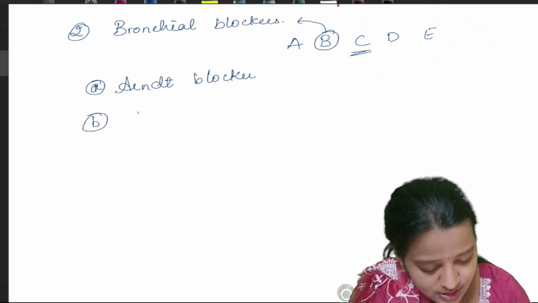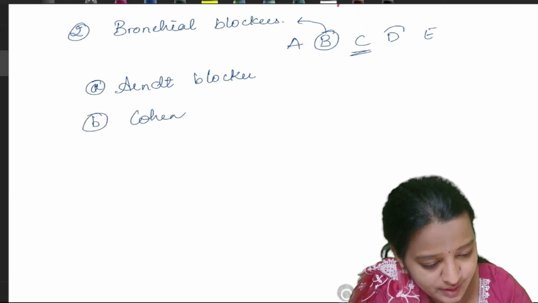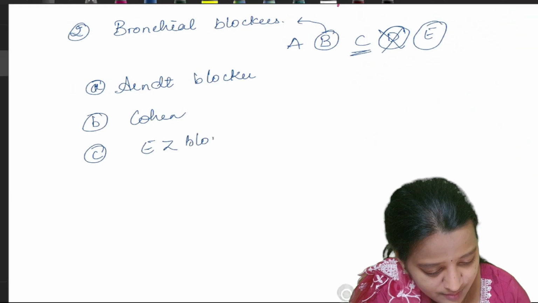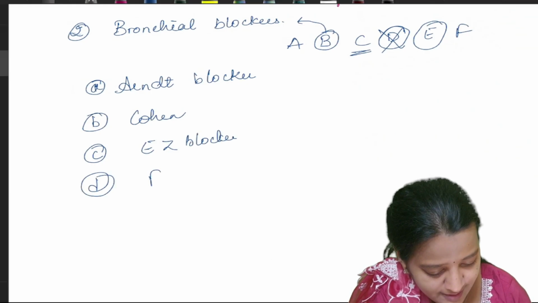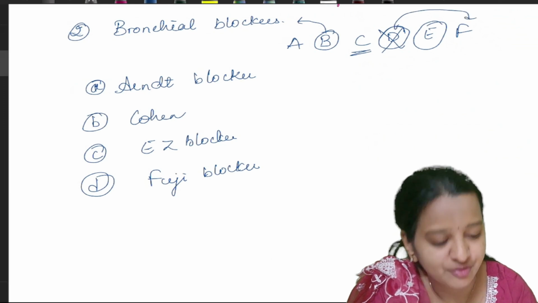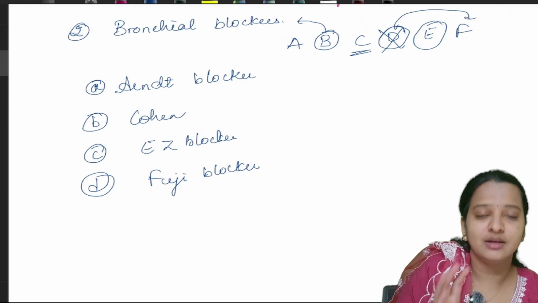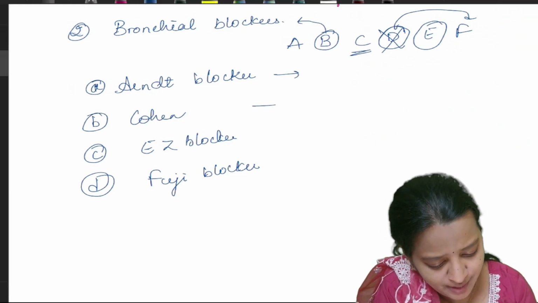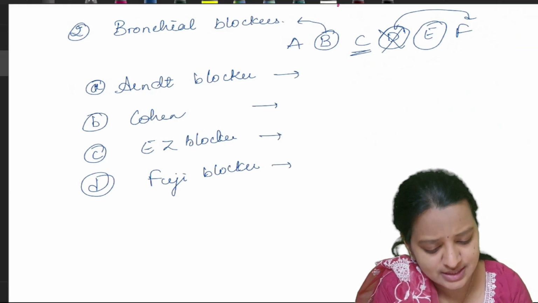C is for Cohen. D, there is no D. E is for EZ blocker. And F is for Fuji blocker. So, okay, instead of D, we are going for the others: Arndt, Cohen, EZ, and Fuji blocker. So at least you remember each point for one of these.